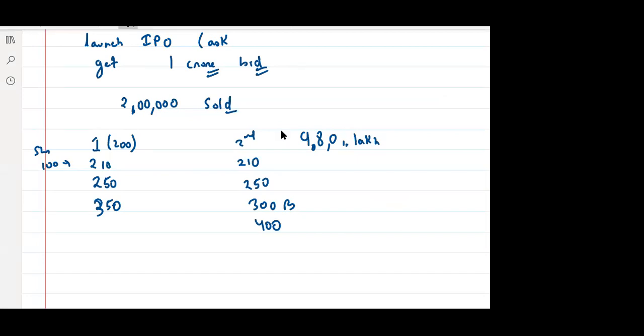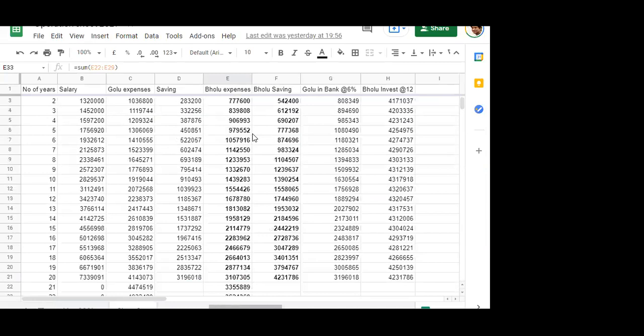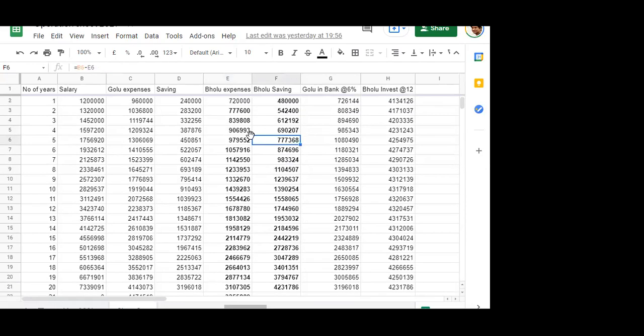I hope all of you remember this table. Let me show you the table once. Salary, expenses, simple interest, compound interest, right? So class 8 students, just focus over here. I will explain this once again.